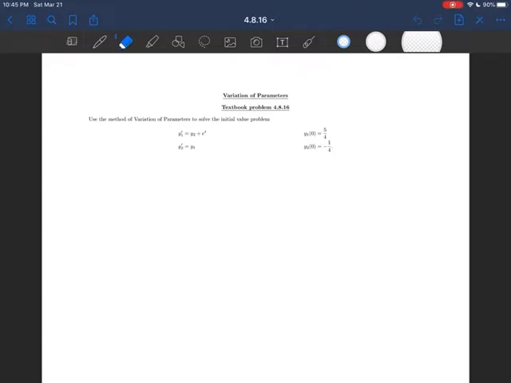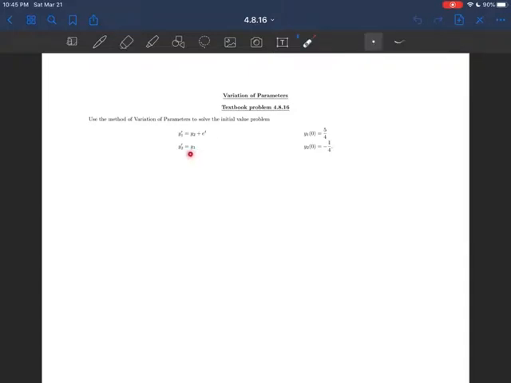Welcome everyone to a worked example for the method of variation of parameters. So hopefully you've already had a look at the video on the theory behind this, so you'll know what the formula is that we're trying to apply. And we're just going to jump right into solving this problem, which you've seen before.